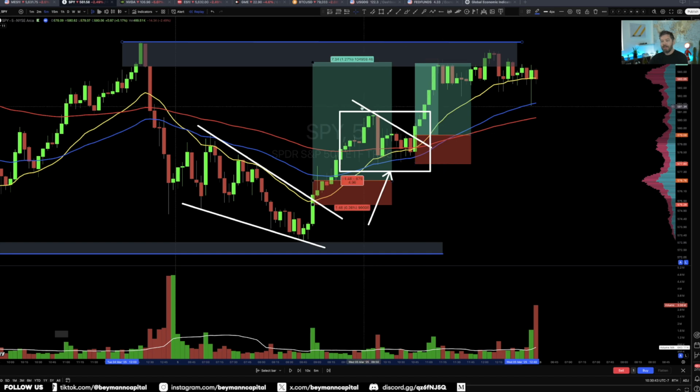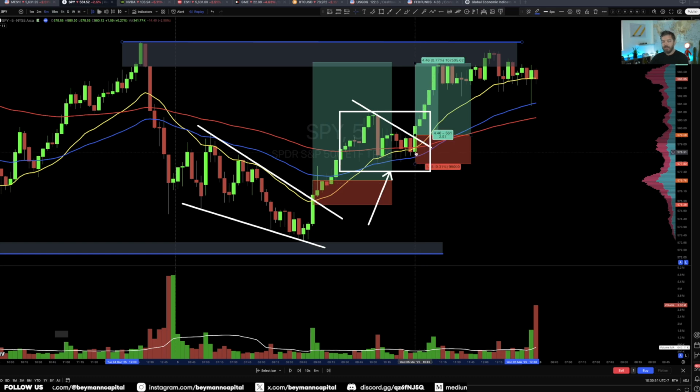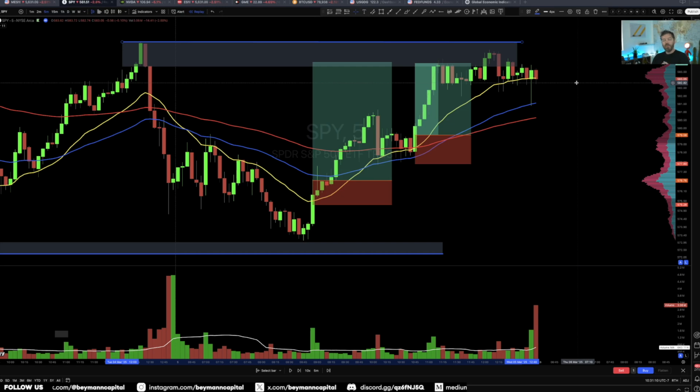We break the descending trend line, and this time all the EMAs are in the perfect order. 20 is above 50. Everything is about to break the 200 EMA. Perfect bull flag, continuation up to the next significant level. So it's a really simple playbook, simple rules.